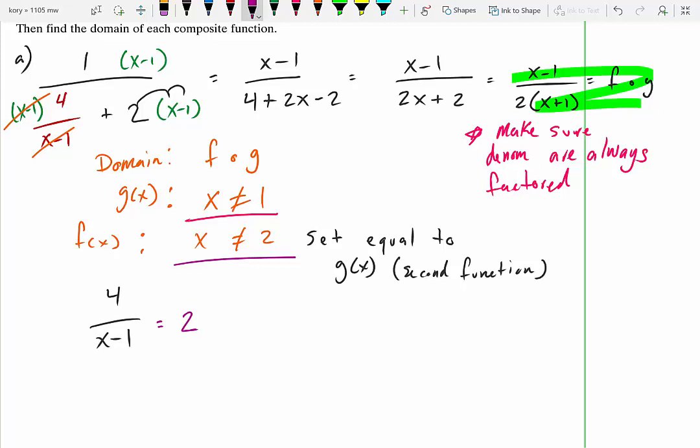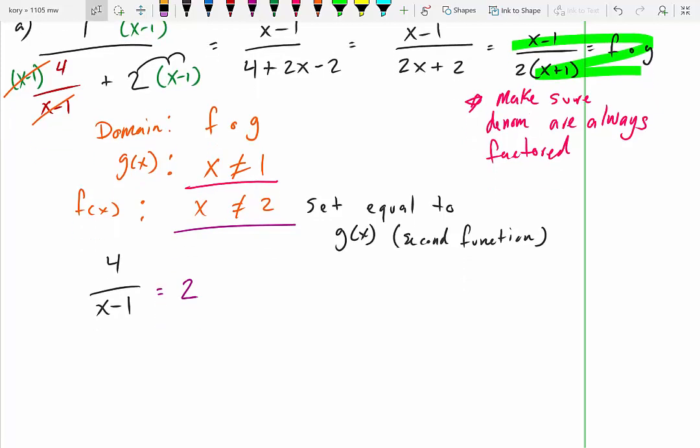So that's what that was saying on the first page. To find the domain, it's the domain of g of x, which is the second one. In this case, we say g of x because on the top, it's f composed with g. But it's just that second letter. And then you find out the domain of the first letter and equal it to the second letter. And we solve for x.